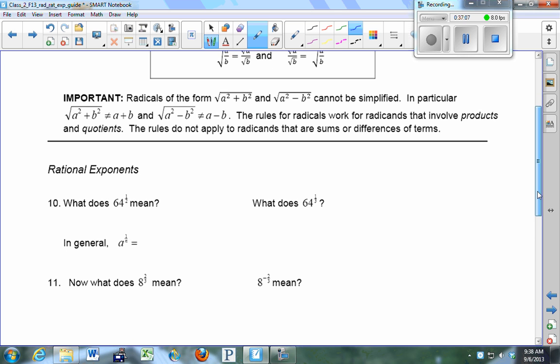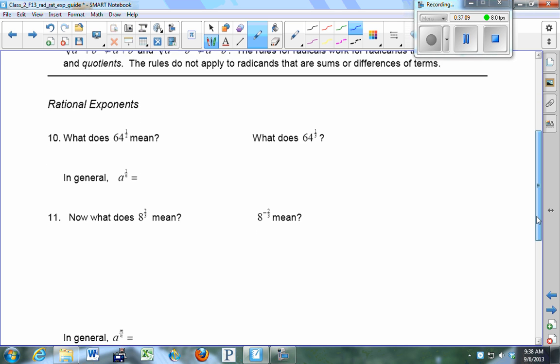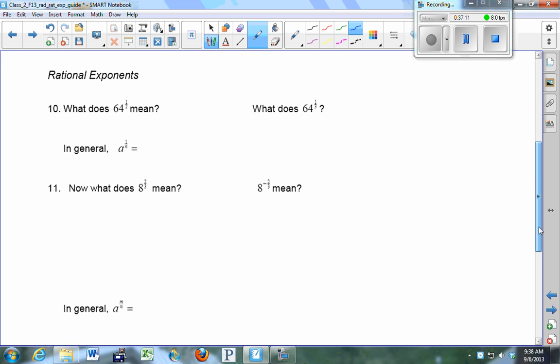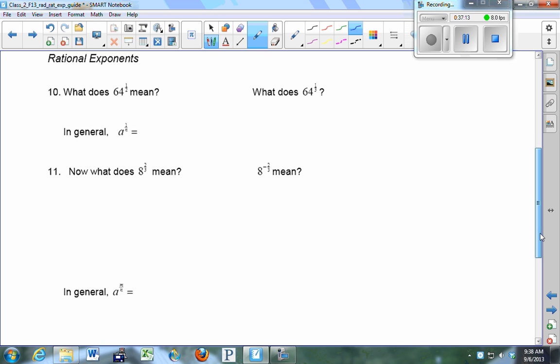The quotient, and we already did the quotient over there. So let's get to rational exponents. We just talked about them briefly. What does 64 to the 1/2 power mean? Square root of 64, right. So this is just our way of saying this. Okay, so this answer is 8. 64 to the 1/2 is 8.